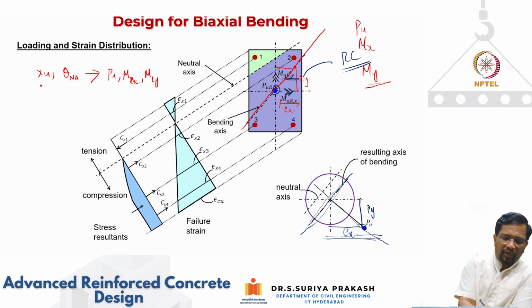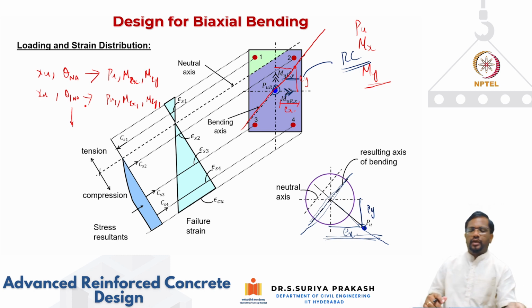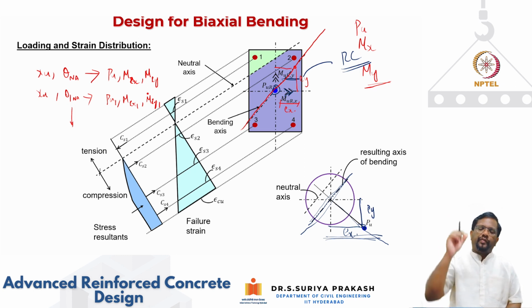Okay. So then what I do, for the same xu, I'm going to change my neutral axis angle to, let's say, theta 1. Okay. Then I get another value, Pu1, let's say Mrx1 and Mry1. Like that, for one particular neutral axis depth, I can keep on increasing this theta from 0 to 180 degrees. Then you get different combinations of axial compression and bending moment capacities on the failure surface.